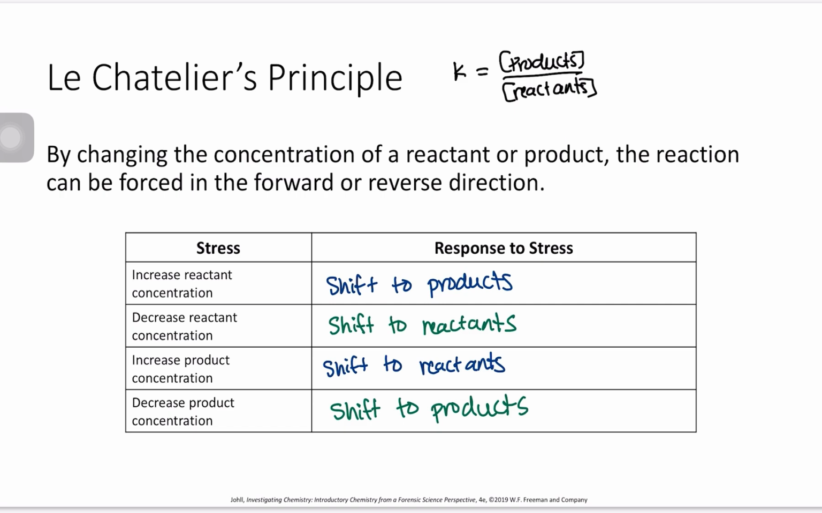A system in equilibrium is placed under a stress. In this case, the stress is increasing or decreasing the concentration. K must remain constant. It is an equilibrium constant.